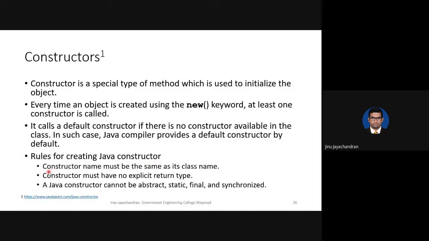The constructor name must be same as its class name. The constructor must have no explicit return type. A Java constructor cannot be abstract, static, final, and synchronized. So these are all different types of Java properties. We will see that one by one.